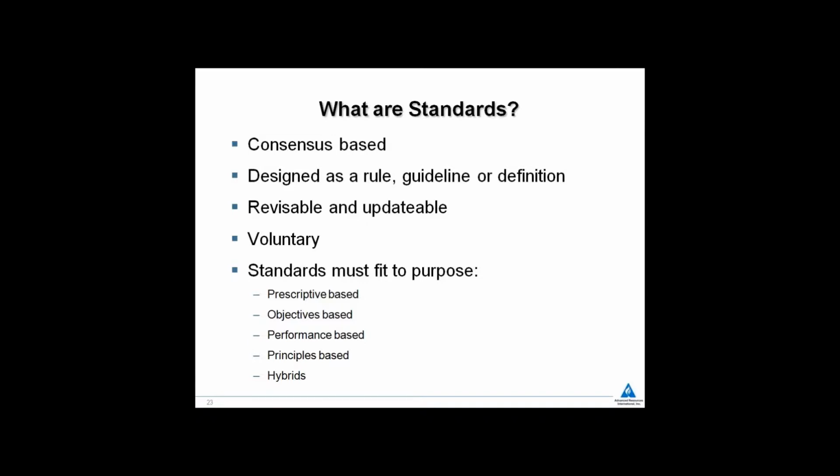The standards are designed to be fit for purpose. They're either prescriptive-based, thou shalt do X, or implement technology to reduce to a certain number. They're objective-based. The objective is to reduce GHG emissions regardless of the amount that you reduce, as long as you're reducing them. They have to be performance-based. You apply that technology to GHG emissions, and you arrive at a certain performance standard. Are they principle-based, or can they be some hybrid or collection of those four?